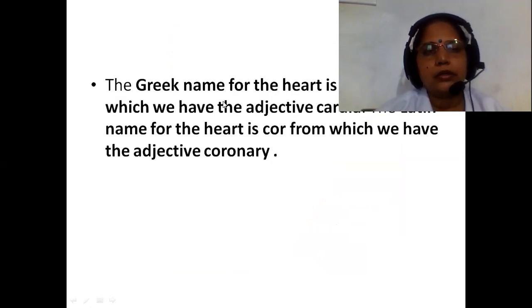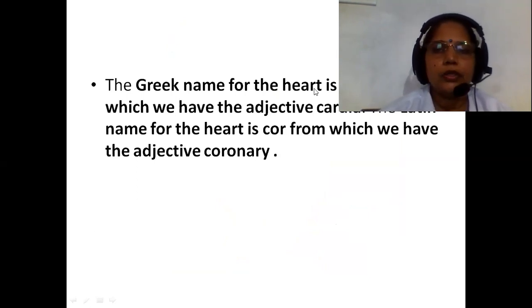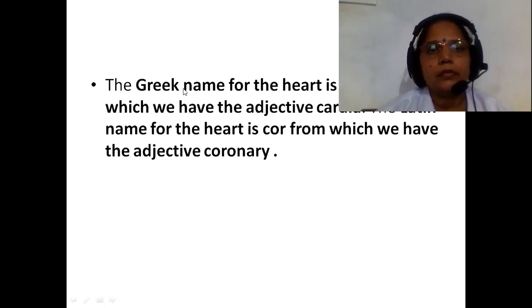Next, this word heart originated from the Greek word. The Greek name for the heart is cardia, from which we have the adjective cardiac. And the Latin name for the heart is cor, C-O-R, from which we have the adjective coronary.